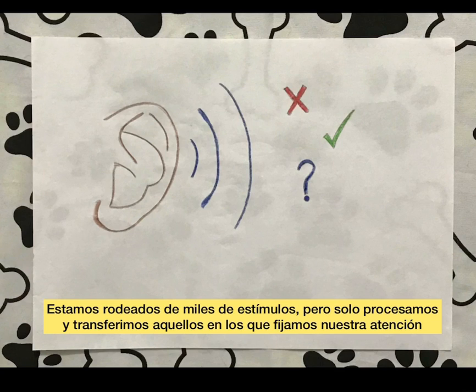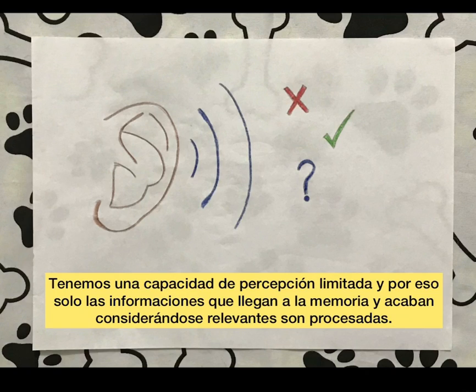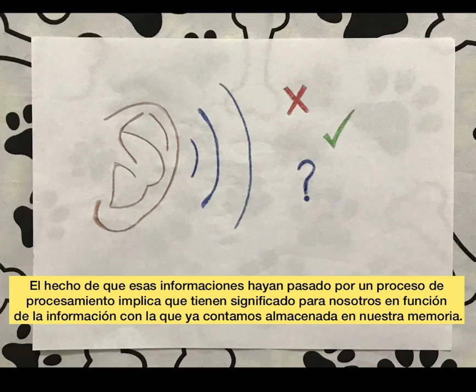We are surrounded by thousands of stimuli, but we only process and transfer those on which we fix our attention. We have a limited capacity for perception, and that is why only the information that reaches our memory and ends up being considered relevant is processed. The fact that this information has gone through a processing process implies that it has meaning for us based on the information that we already have stored in our memory.